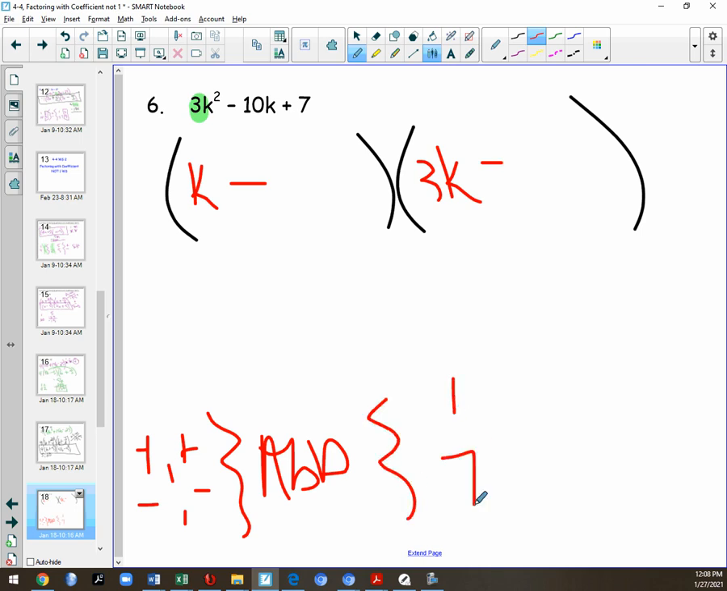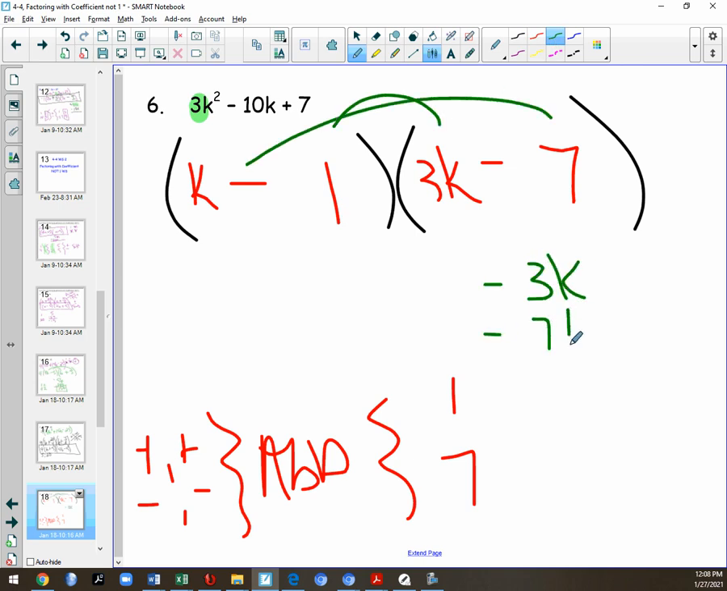If I put the 7 in this first spot, I'm going to have 7 times 3, and I do not want that. So I'm going to have a 7 on my second slot with a 1 on my first slot, and I'm going to go ahead and check negative 3k, negative 7k to give me negative 10k, and this is done.